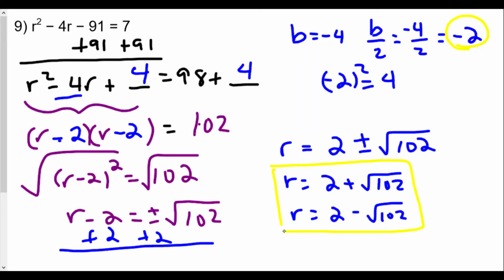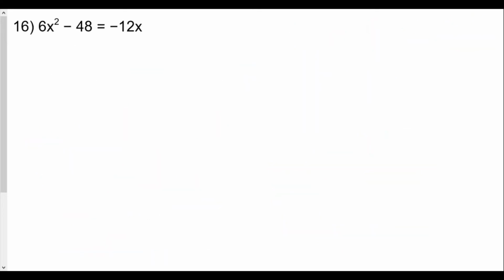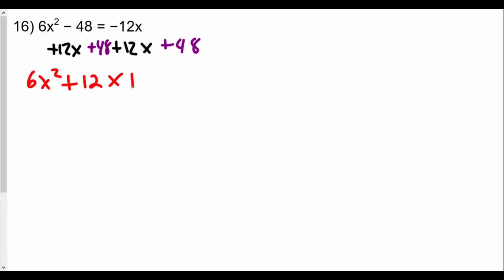Let's do one more. Question number 16. And this one, we're going to have to move some things a little bit around. We definitely want to move the 12x to the left side, so adding 12x to both sides. We're also going to get rid of the 48, so add 48 to both sides. So we're going to get, in this case, 6x squared plus 12x plus blank is equal to 48 plus blank.